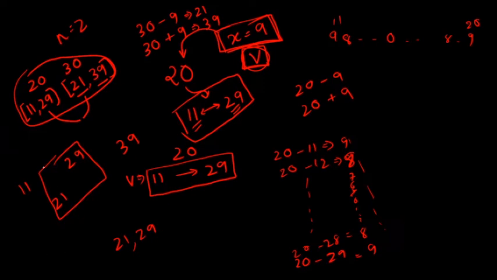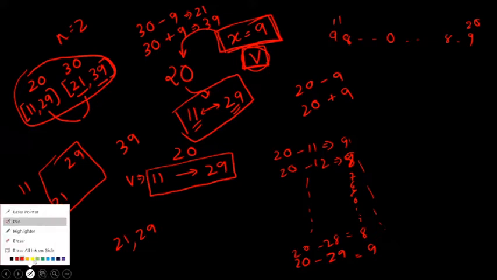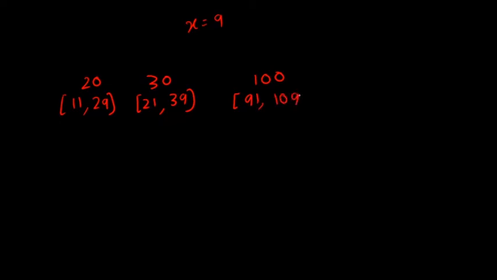Let's just remember 20 and 30, and say we also have 100 later on. Our x is 9. When we came to 20, 20 said give me any value from 11 to 29. 30 said give me any value from 21 to 39. 100 said give me any value from 91 to 109. And let's say after 100 we also have 115. 115 said give me any value from 106 to 124, minus 9 plus 9.